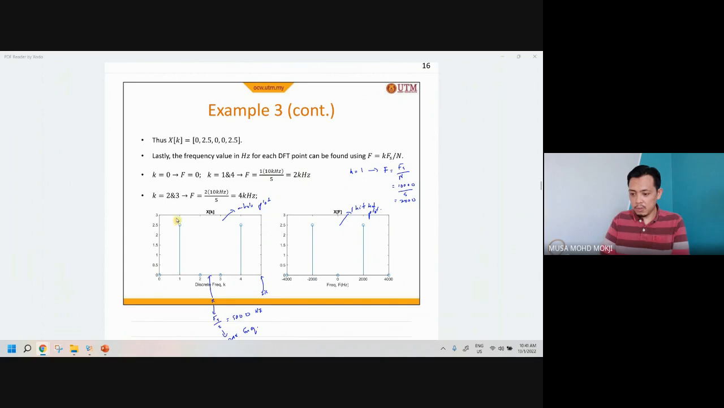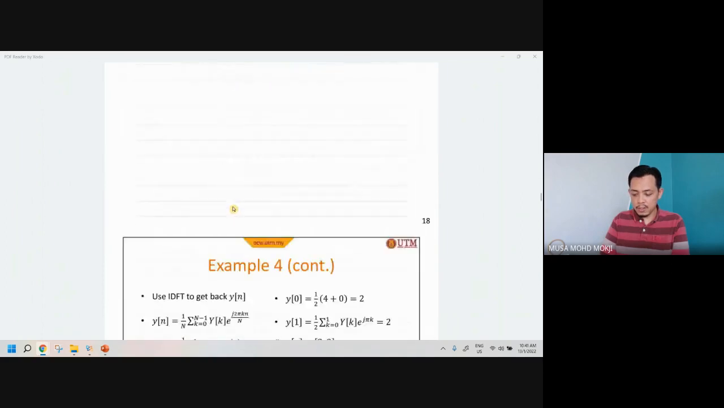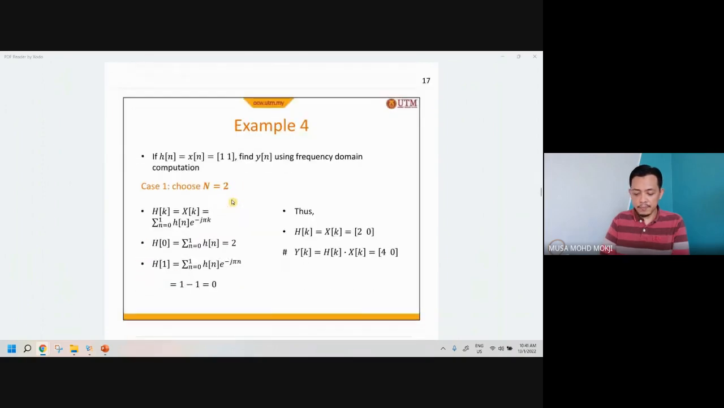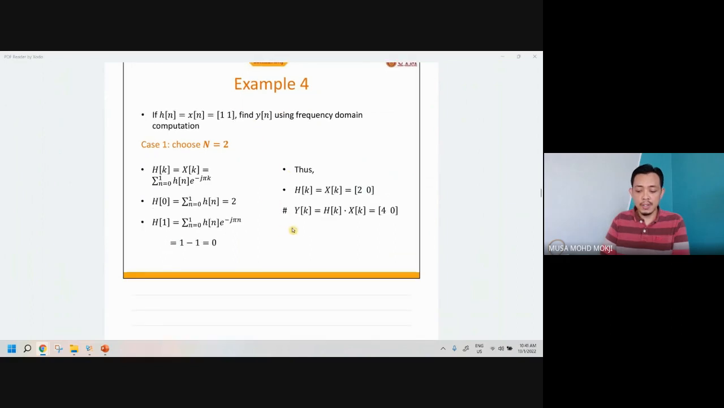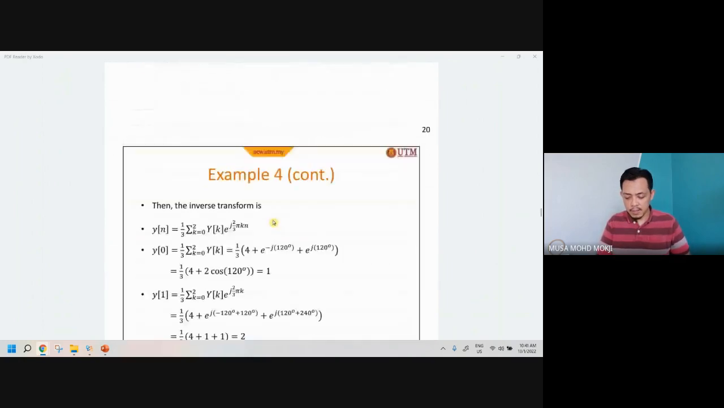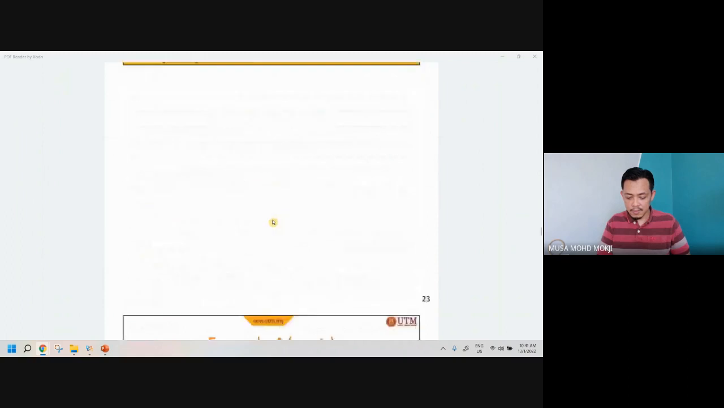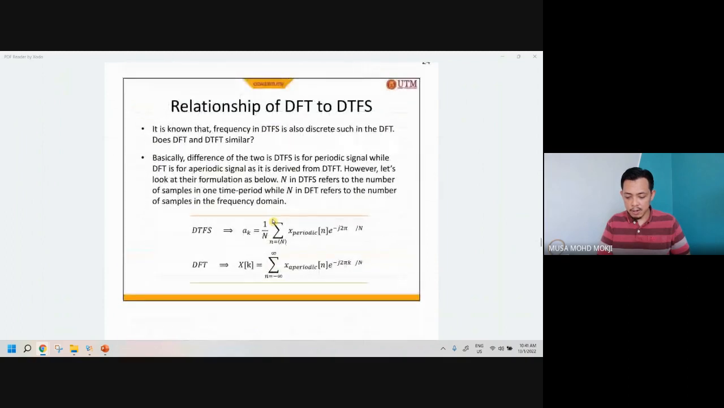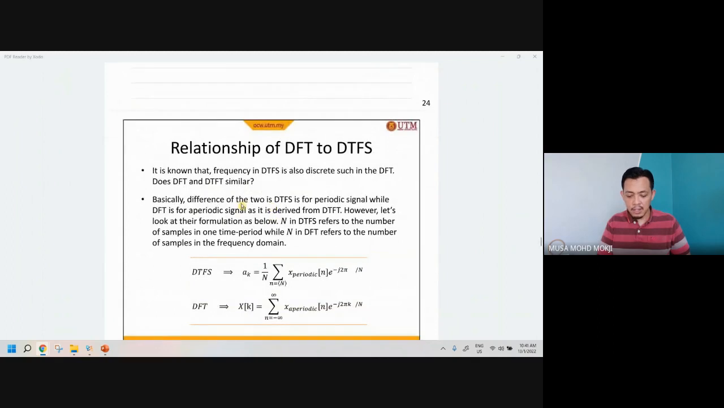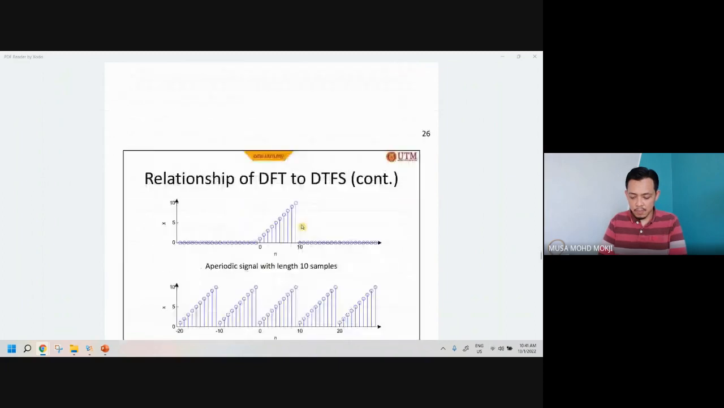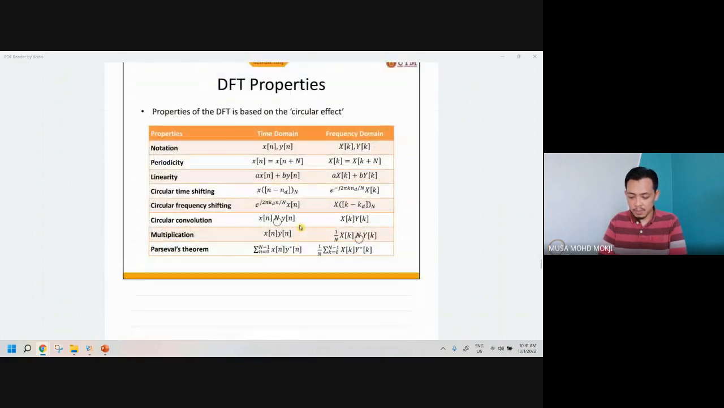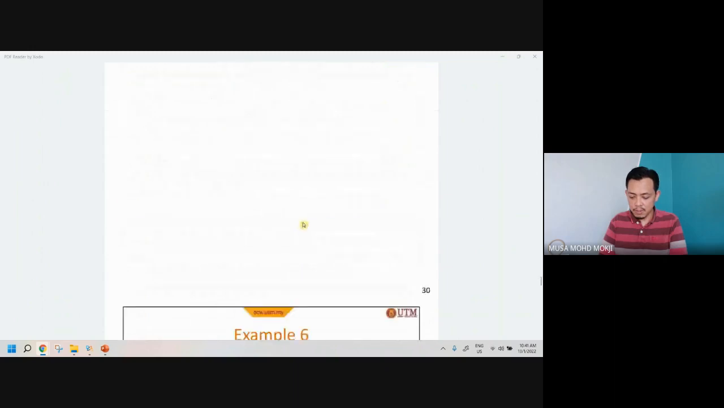Okay, so if there is no question, let's move to our next example. Actually, when I skip an example, it means that I'm not going to emphasize this point this semester. All right. So this one, skip, because we don't have much time this semester. A lot of breaks actually. So relationship of DFT to DTFS, skip. So a lot of things should be skipped.